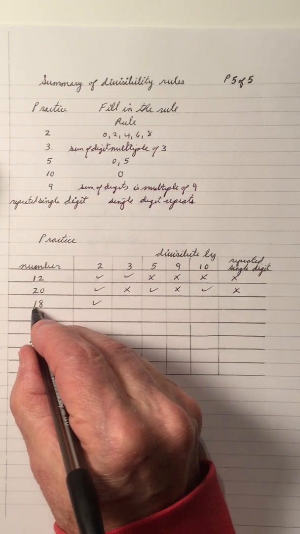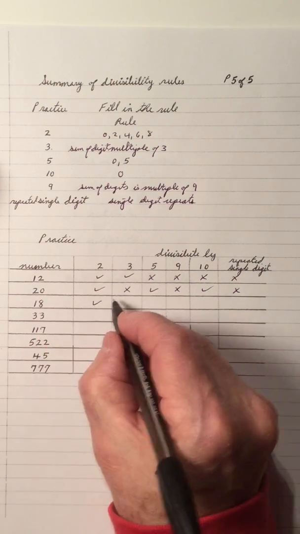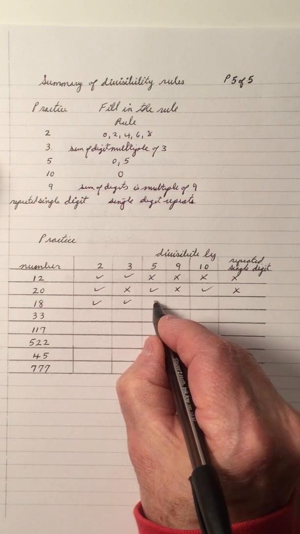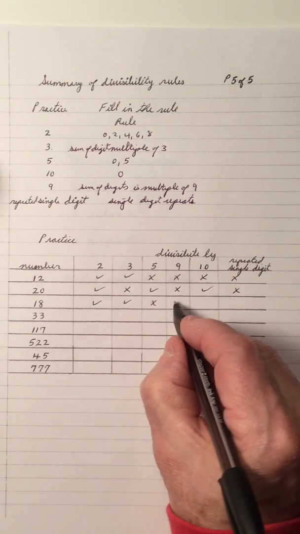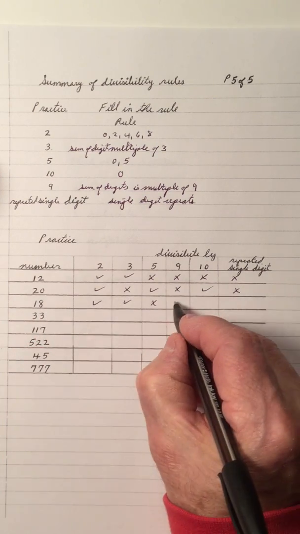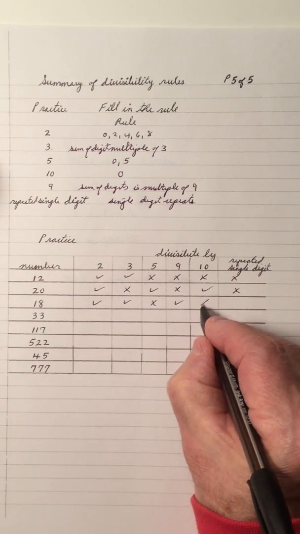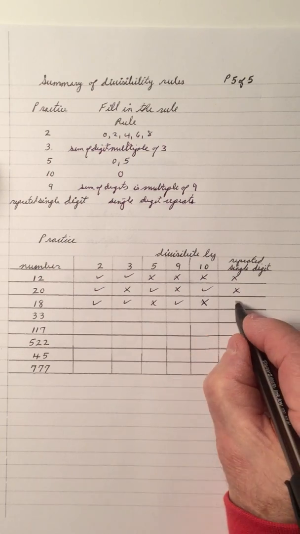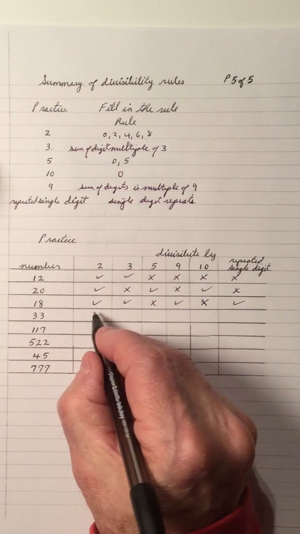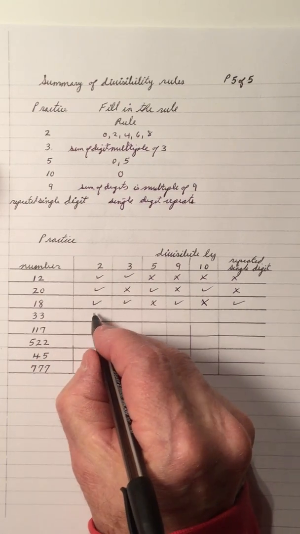18 ends in an 8. Yes. Adds up. 1 plus 8 is 9. Multiple of 3. 5. No, because it has to end in a 0 or a 5. 9 adds up. 1 plus 8 is 9. Multiple of 9. 10. No. Doesn't end in a 0. And not repeated.